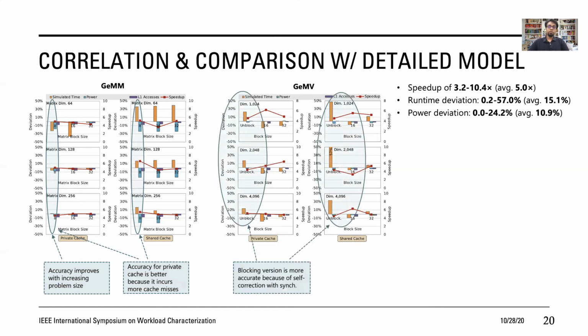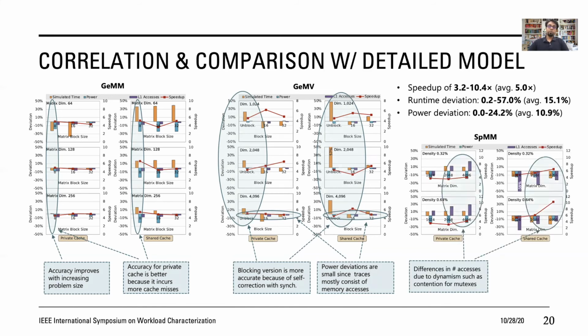For GEMV, the blocking versions are much more accurate, as we see here, because these versions have the GP synchronized with the local control processor after 16 or 32 elements of the vector are processed, and that leads to self-correction of errors. The power estimations in GEMV are fairly accurate with just a maximum deviation of 5.7% because the traces consist mainly of memory accesses, which are faithfully reproduced.